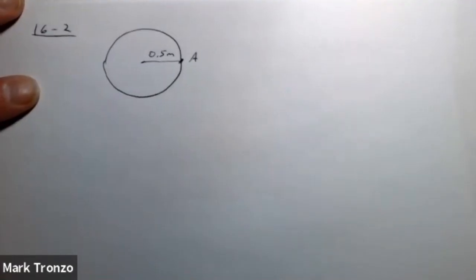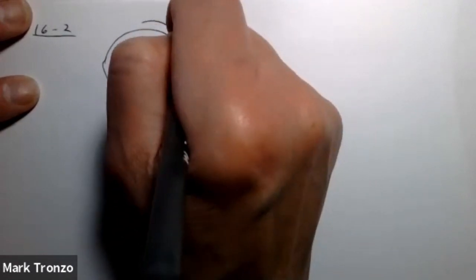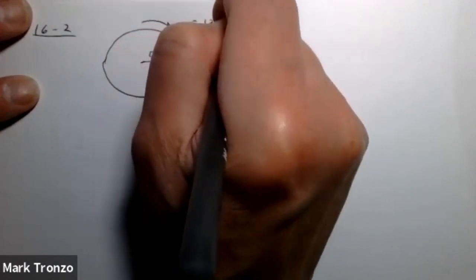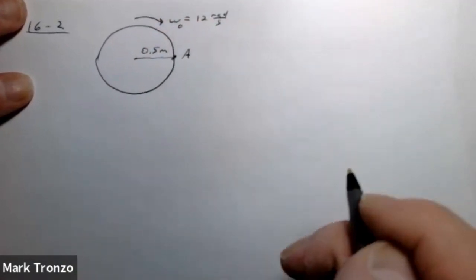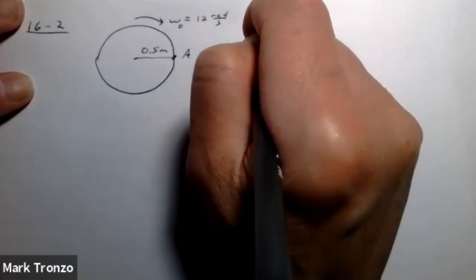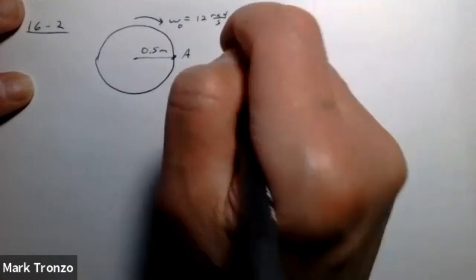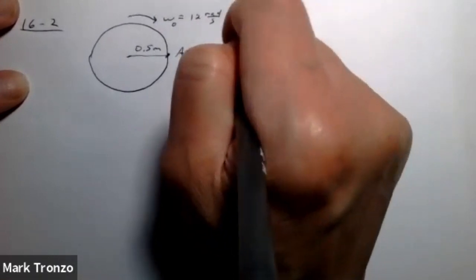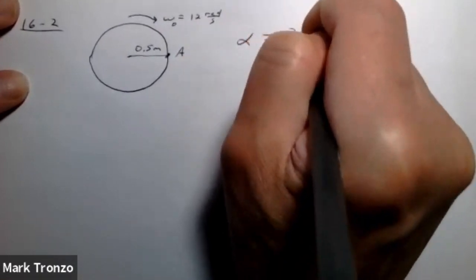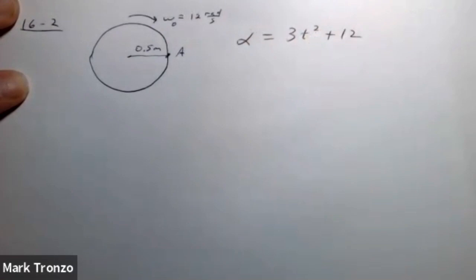The radius is 0.5 meters like this. And we're going initially at 12 radians per second. And so we know what our radius is. Again, alpha is not constant. It is 3t squared plus 12.